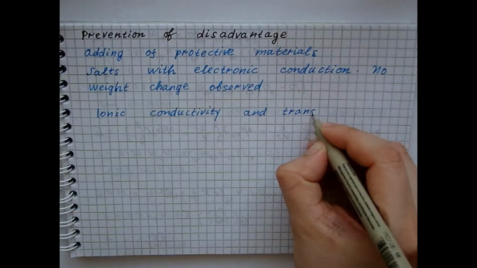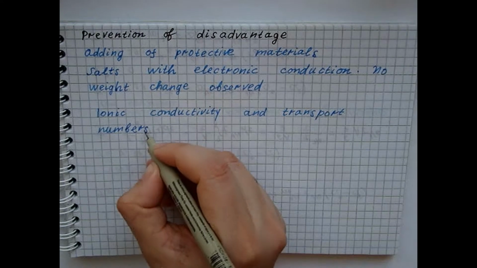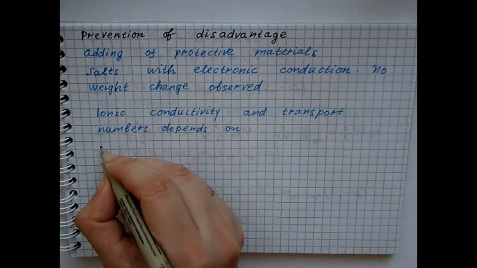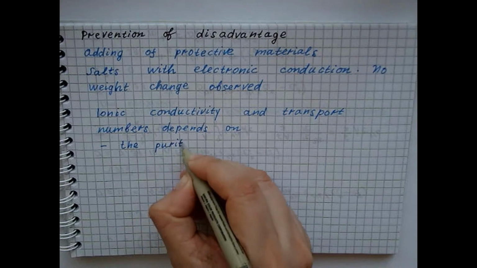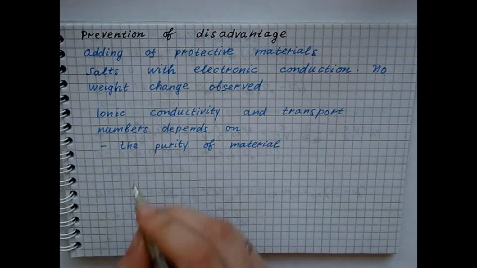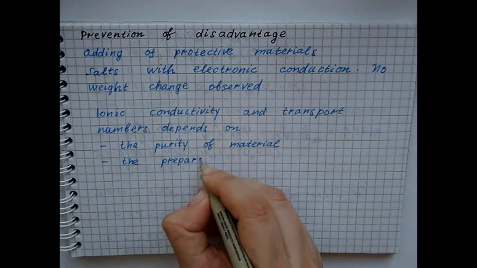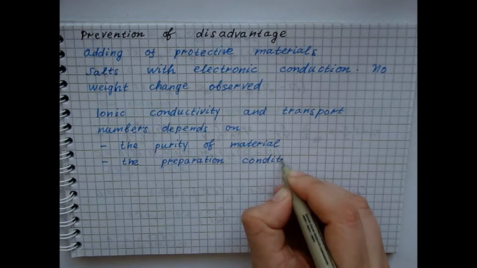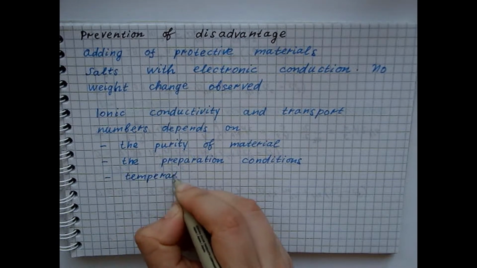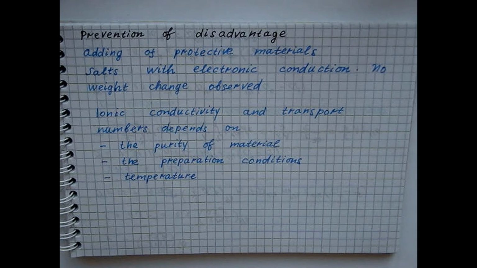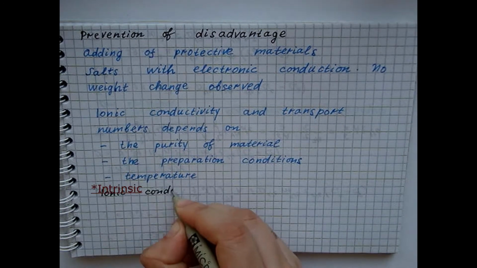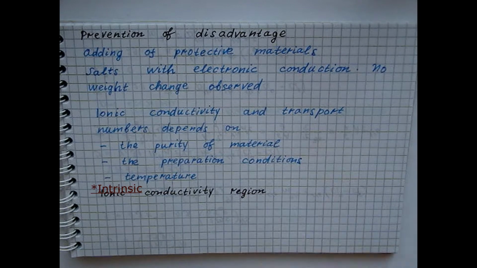Ionic conductivity and transport numbers strongly depend on the purity of the substances, as well as on the conditions of their preparation. These dependencies are the more significant the lower the temperature. The low temperature section of the conductivity curve is called the region of the extrinsic or structure-sensitive conductivity. At higher temperatures, the conductivity ceases to depend on these factors. This temperature range is called the intrinsic conductivity region.